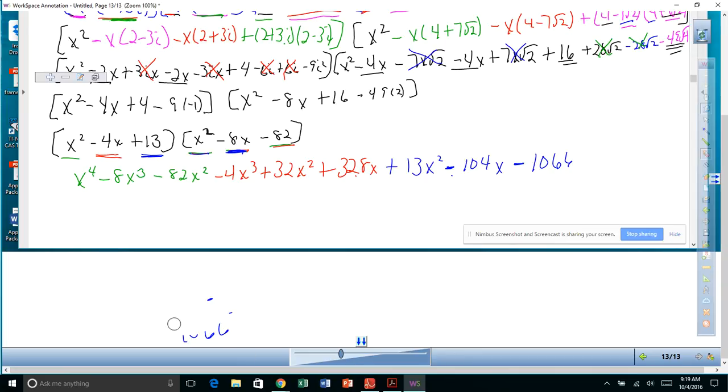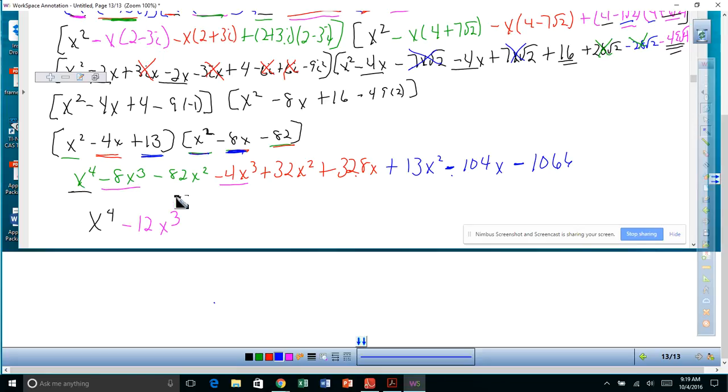Now we've done all the multiplication. All we've got to do is the simplification. So let's see here. We've got x to the 4th. Any other x to the 4th? No. So we've got x to the 4th. The next one would be x cubed. Minus 4x cubed. Any other x cubes? Nope. So we've got minus 12x cubed.